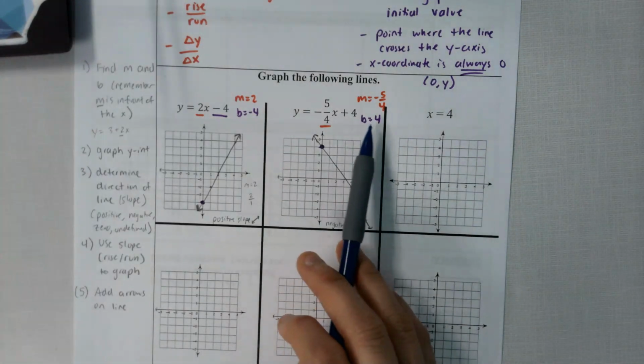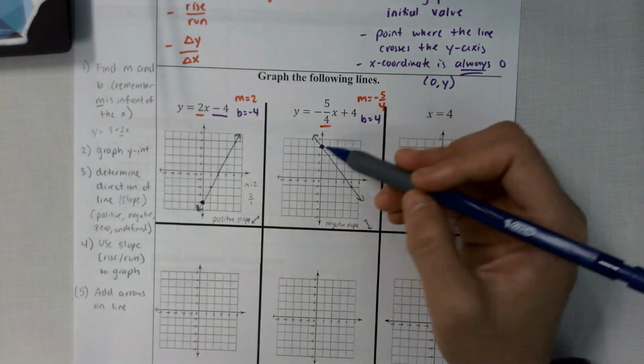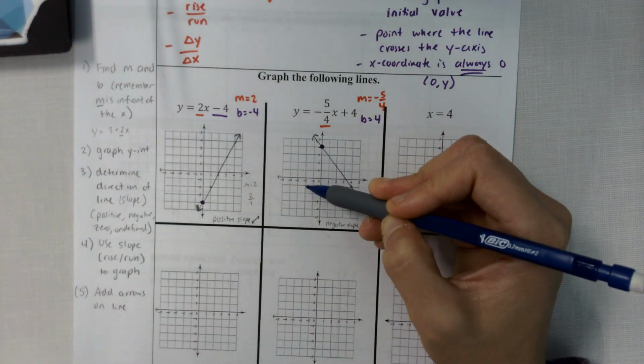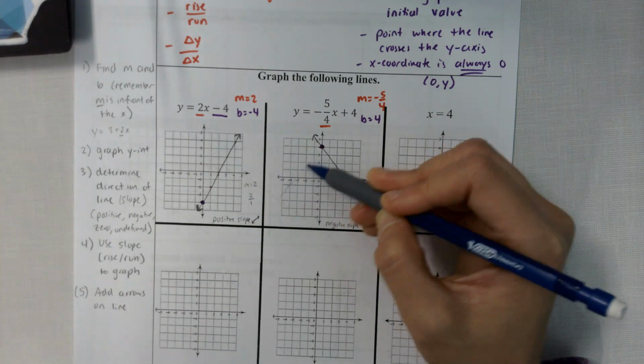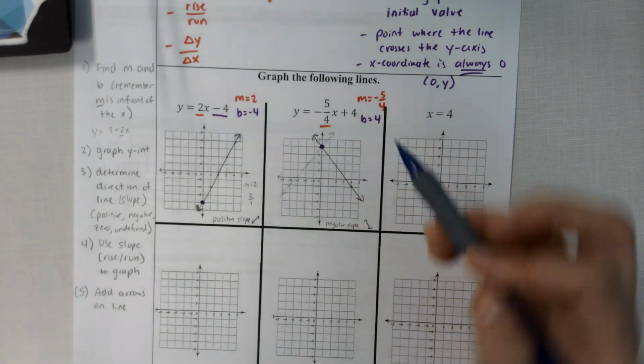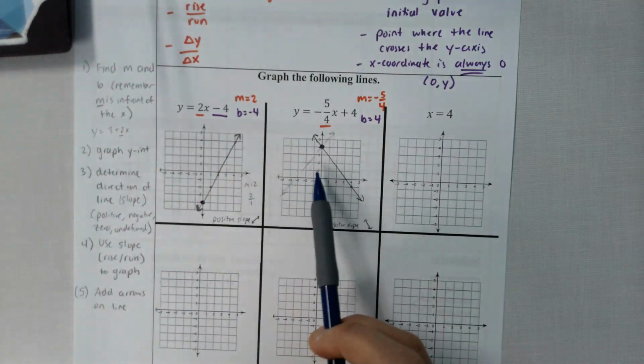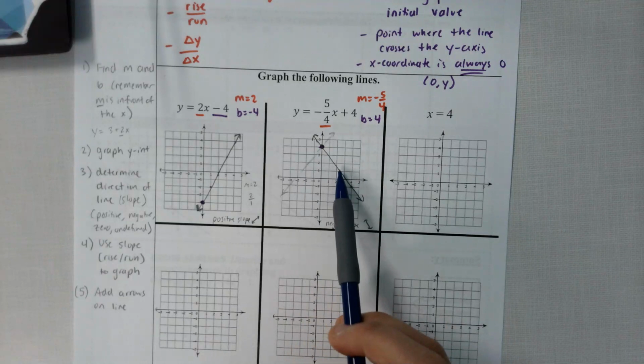Sometimes with negative slope, people get confused. They do the 5 over 4, right? They do like rise 1, 2, 3, 4, 5, and they go run this way, right? And then they draw the line like this. And this slope, you know, it's a similar proportion, but it's completely wrong because this is a positive slope and this is a negative slope.